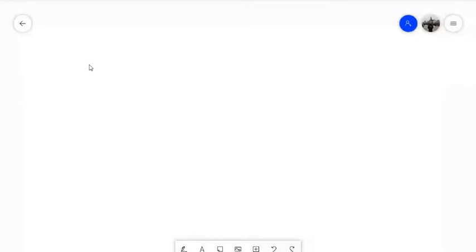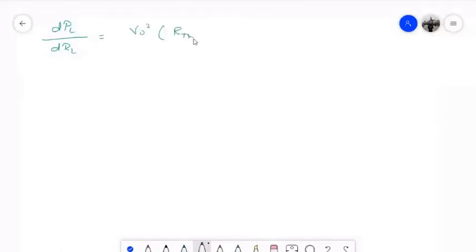So in short, I can write that dPL by dRL is equal to V0 square RTH minus RL. If I can simplify the previous equation, you have RL minus 2RL, which can be simplified. So this gives RTH plus RL the whole cube.